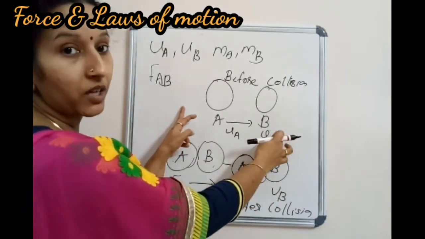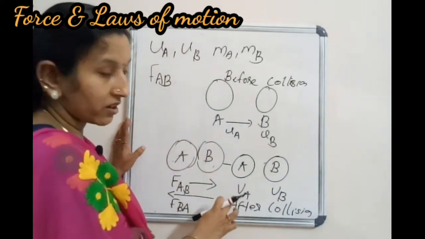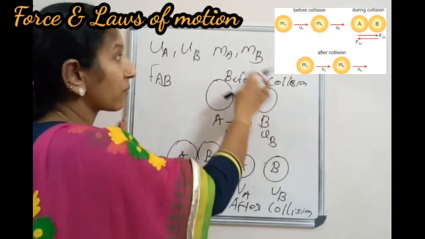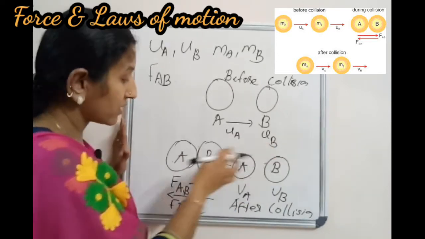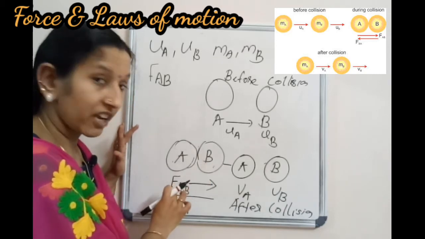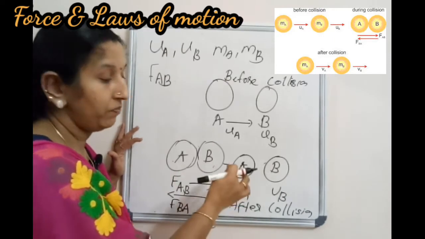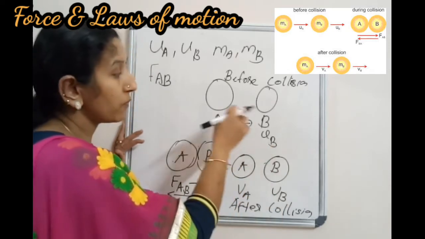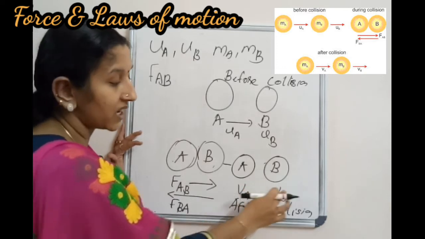Before collision, the balls A and B have velocities UA and UB, and after the collision their velocities changed to VA and VB. Two balls A and B with masses MA and MB move with their initial velocities UA and UB, and after some time they collide, which means A exerts a force FAB on B, and B exerts a force FBA on A. Then after the collision, the balls move with their final velocities VA and VB.